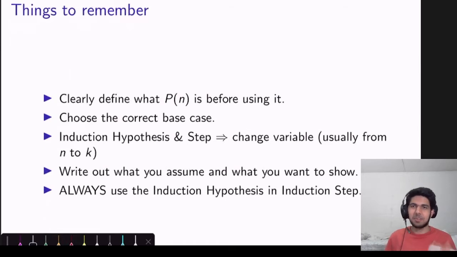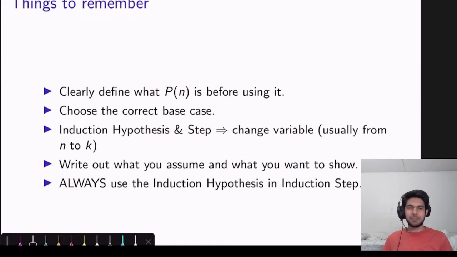Let's not see an example yet. Let's go over some things to remember. First, these are proofwriting techniques. Clearly define what P of n is before using it. You don't have to use a P of n, and some people like to, but it's very important to indicate what P of n is, so the reader can see at the beginning that P of n is this. Later on, if they forget what it is, they can go back and see it. They don't have to guess.